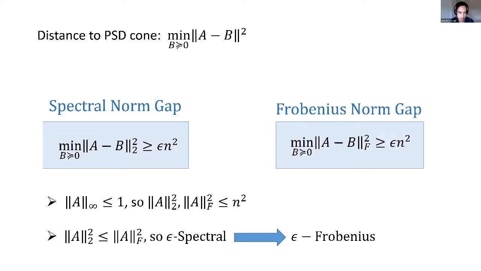One quick note is that the spectral norm is always less than or equal to the Frobenius norm. This is just a standard fact. What this means for our case is that if you have this epsilon spectral norm gap, then you also have an epsilon Frobenius norm gap, because the Frobenius norm is always bigger. On the other hand, the converse is not true. The Frobenius norm distance to the PSD cone could be much larger.